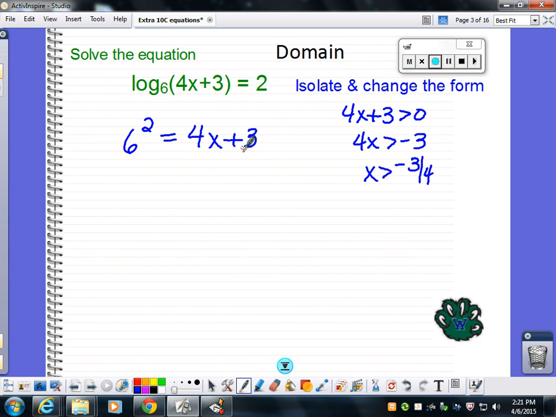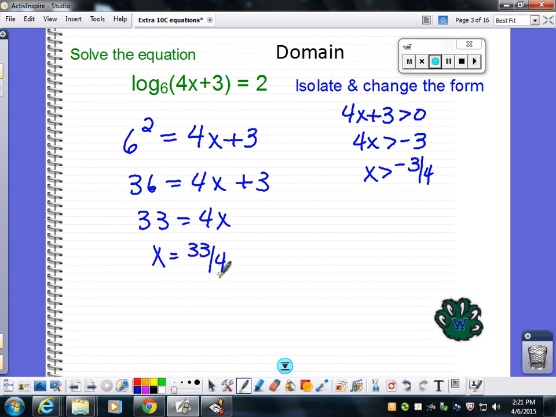We're going to solve for x. So 36 is equal to 4x plus 3. Subtract 3. 33 is equal to 4x. So x is equal to 33/4. Alright, check that against my domain. Well, it's positive, so that means it's definitely greater than negative 3/4, so it's okay. So my solution is 33/4.